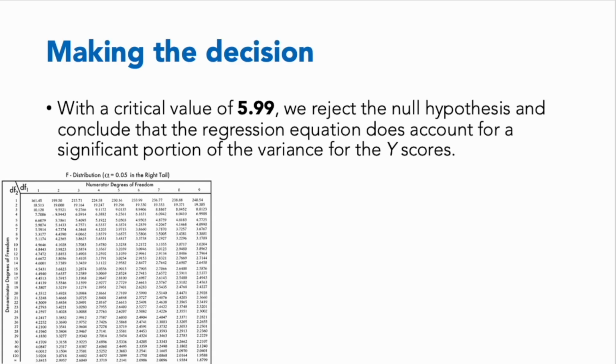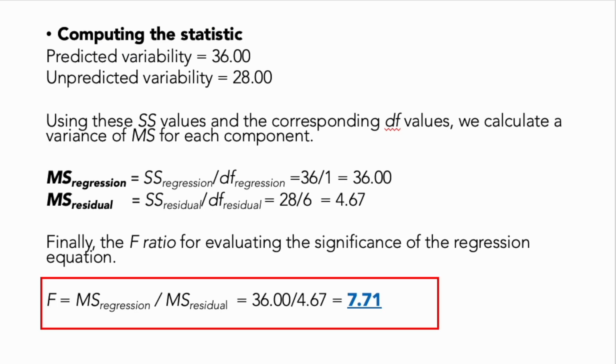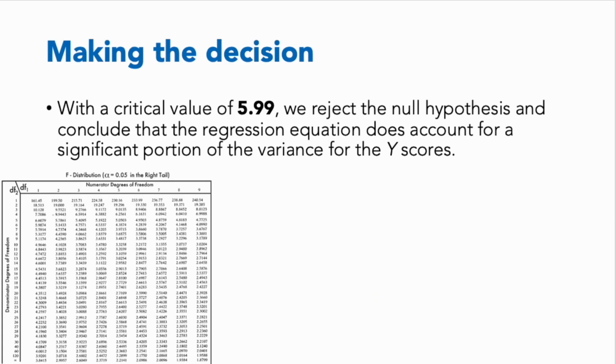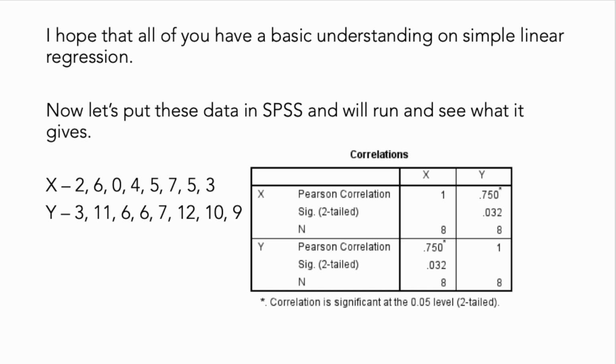So yes, with the critical value of 5.99, we reject the null hypothesis and conclude that the regression equation does account for significant proportion of variance in the y scores. Why? Because 7.71 falls beyond 5.99. So I did a bit of a SPSS calculation as well.